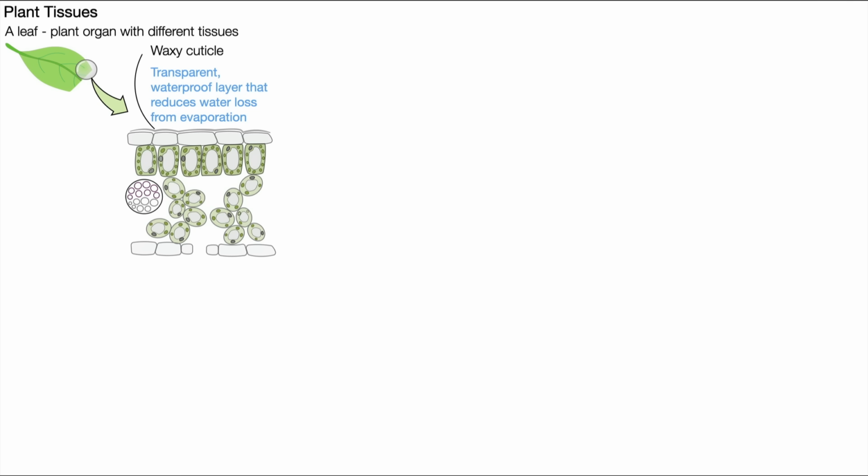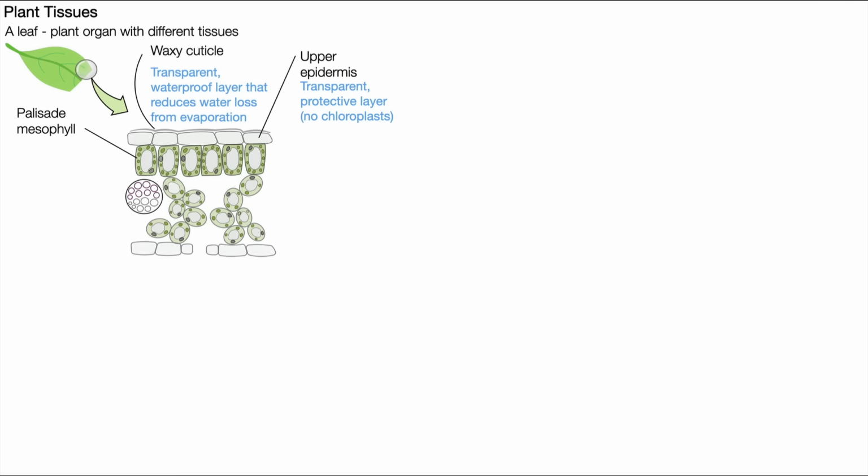This is transparent, waterproof, and it reduces water loss from evaporation. Water is very important to a plant, and we don't want to lose it in an uncontrolled way. This is called the upper epidermis. This is a transparent and protective layer. There are no chloroplasts in that layer.